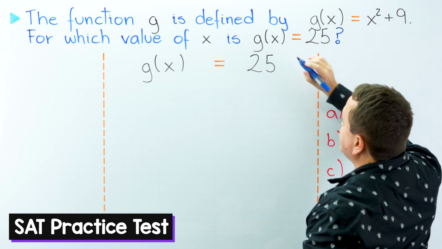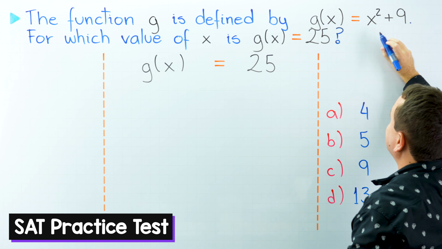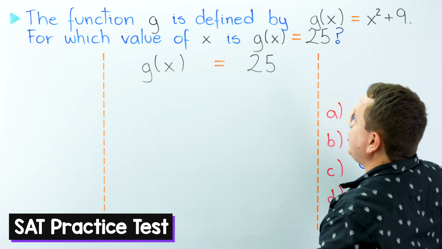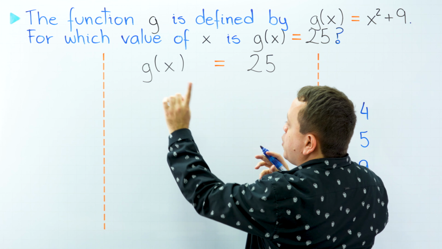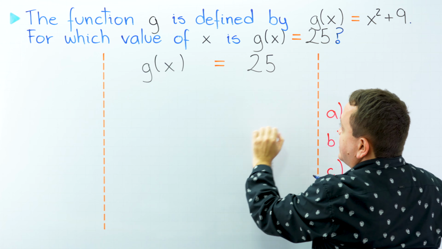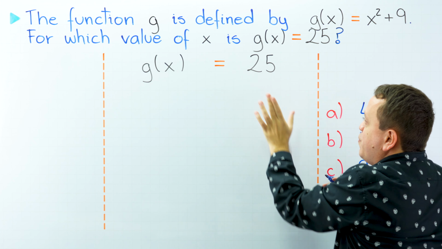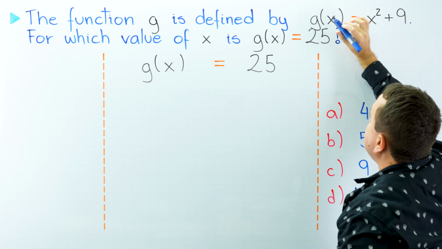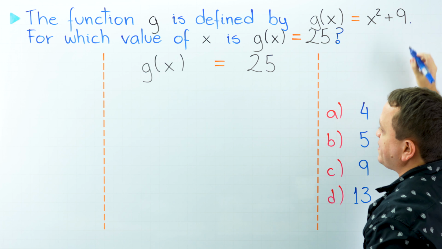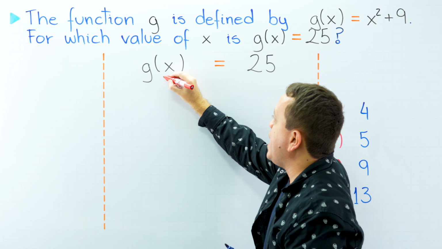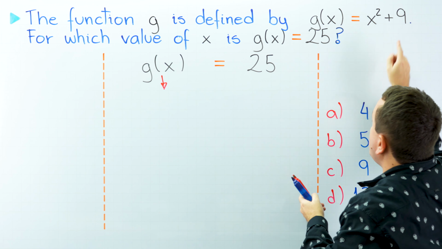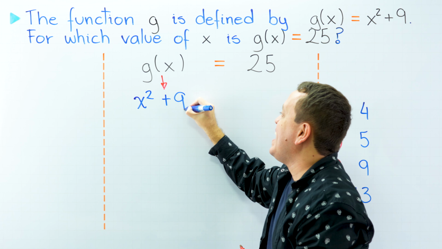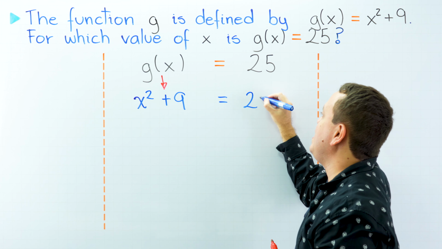The function g is defined by g of x equals x squared plus 9. For which value of x is g of x equal to 25? In this problem, we must remember that the function g is defined by g of x equals x squared plus 9. So we are going to replace g of x with x squared plus 9, and this is equal to 25.